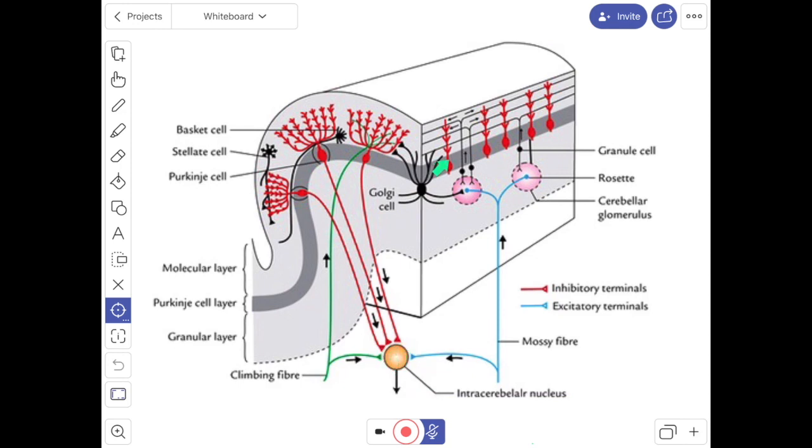Next, we'll see about the granular layer. So this is the granular layer. The inner granular layer consists of numerous closely packed small granule cells, and this layer also contains a few large Golgi cells. Each granule cell gives rise to 4 or 5 short dendrites which make claw-like endings which synapse with the terminals of the mossy fibers. The blue colored are mossy fibers, so they make contact with the dendrites of the granule cells.